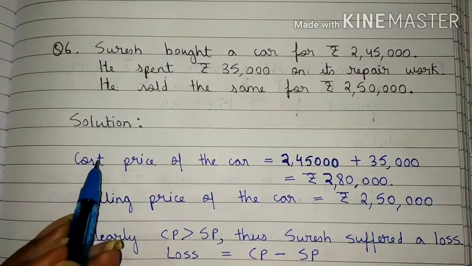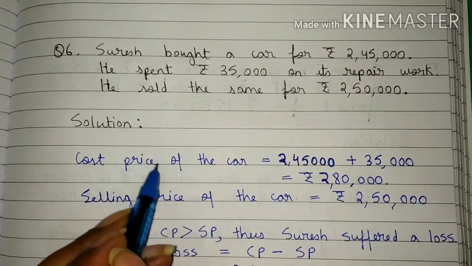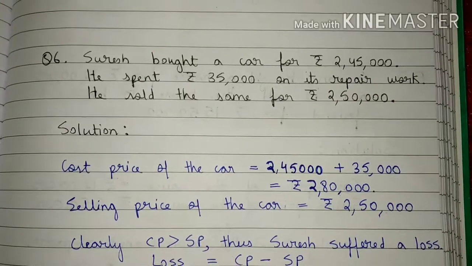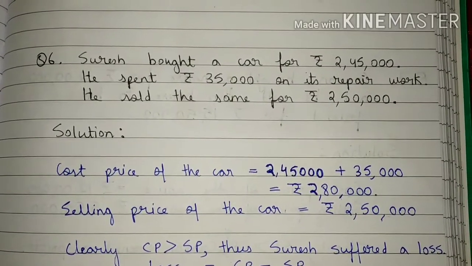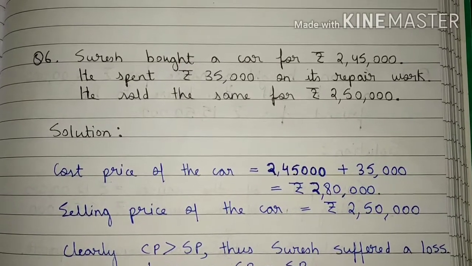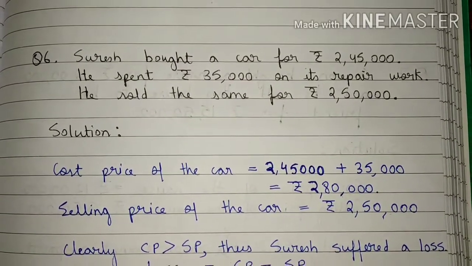Students, we know that cost price is the price at which a person buys something. But students, cost price also includes additional expenses such as maintenance charges and repairing work charges.